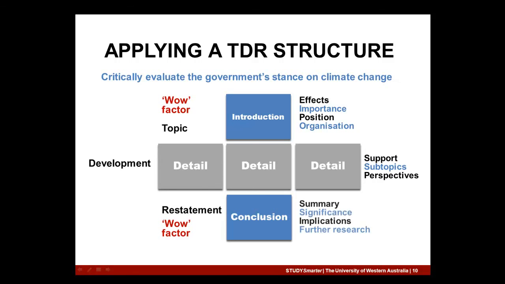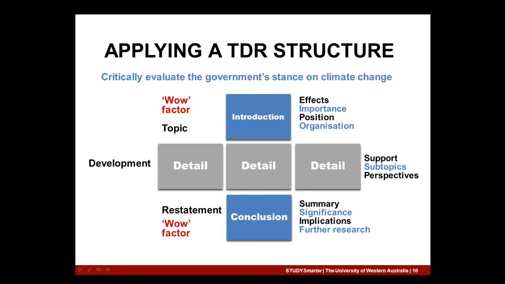Finally, in your conclusion, you could begin with a summary of the key points you've made. You might then reiterate the significance of appropriate government response. You could then remind the reader of real-world implications of inaction, and to finish off, you might then suggest areas for further research. This topic development restatement structure applies to many types of assignments, including most essays, reports, thesis chapters, and even individual sections of an academic paper.